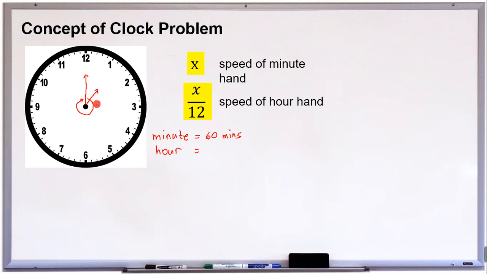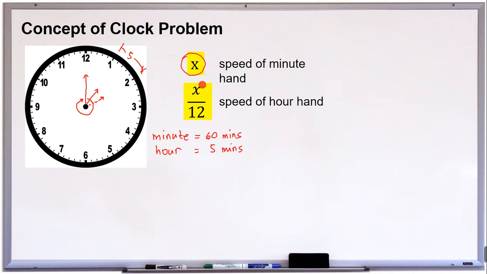Whereas for our hour hand, in 1 hour, it can only travel from number 1 up to number 2. And if we measure that, that is only equal to 5 minutes. So therefore, if the minute hand travels x minutes, here it is.